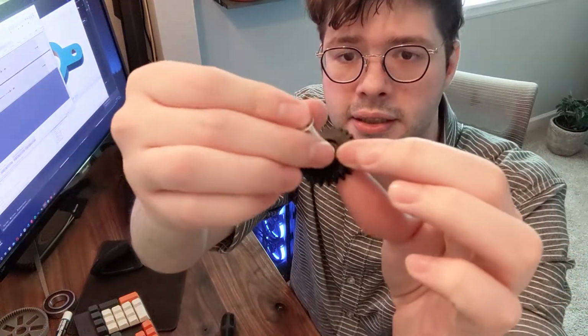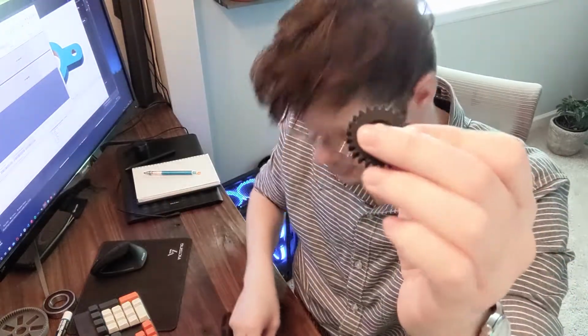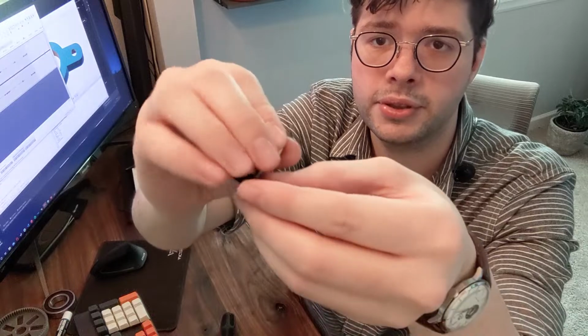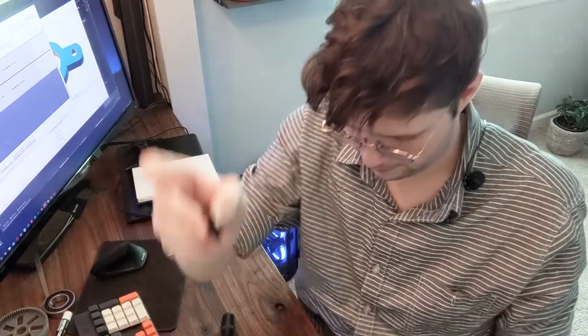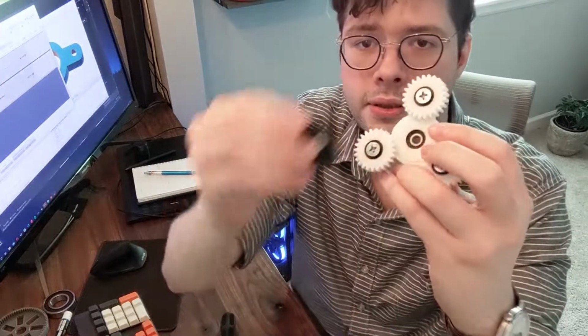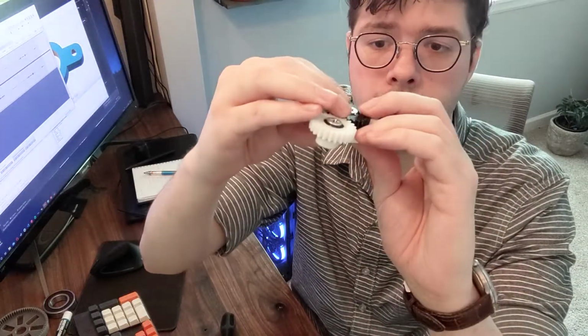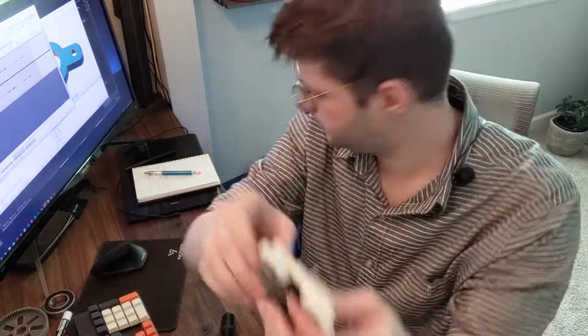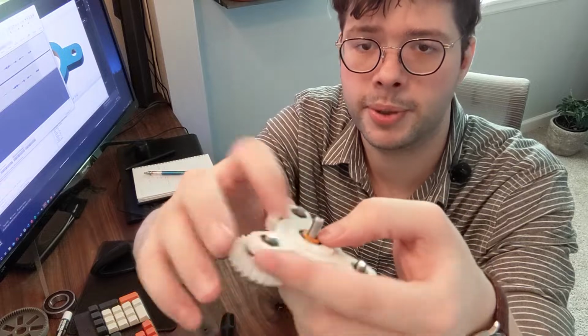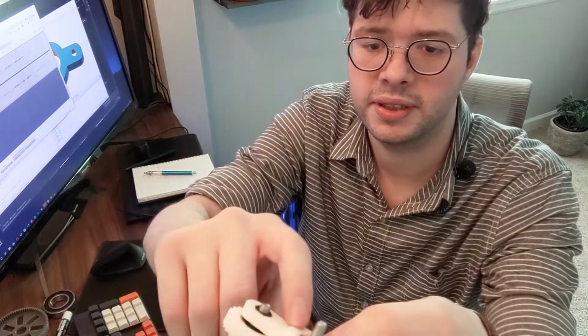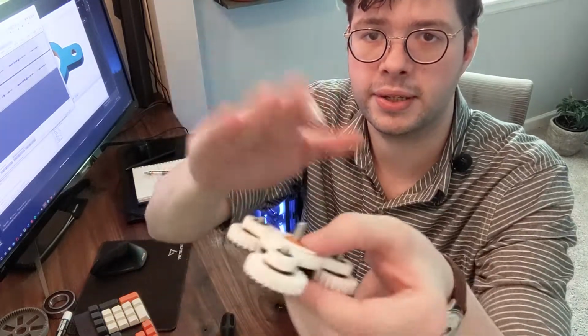The sun gear gets a bolt. On one side of the bolt, we have a spacer. The bolt goes through. On the other side, we put another spacer. The reason it needs a spacer on both sides is because of this design I was telling you about with the sandwiching.